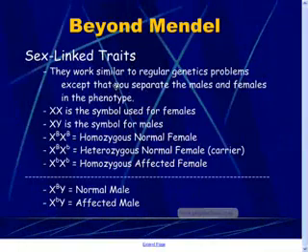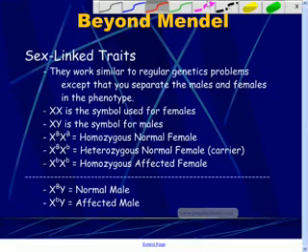work similarly to regular Punnett square problems, except that you're going to separate males and females. So we're going to talk about males and females separately when we get to phenotype. So let's look at some symbols that you're going to use. Some of you are probably already familiar with some of these symbols.